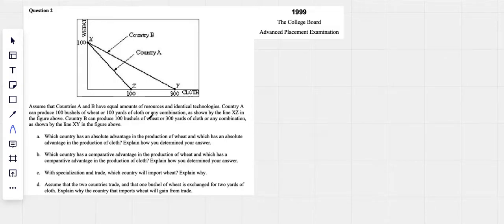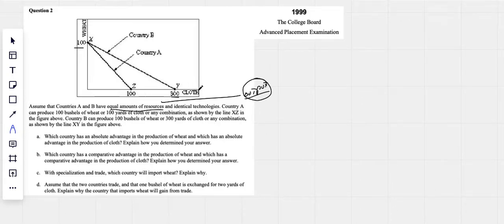Anyway, easy enough. Assume the countries A and B have equal resources. Equal resources lets us know it's an output problem. They have equal resources going into producing this. What they're competing on is the output of production. What changes is output, not what goes in. So this is an output problem.